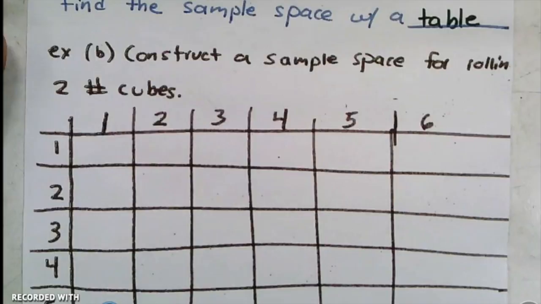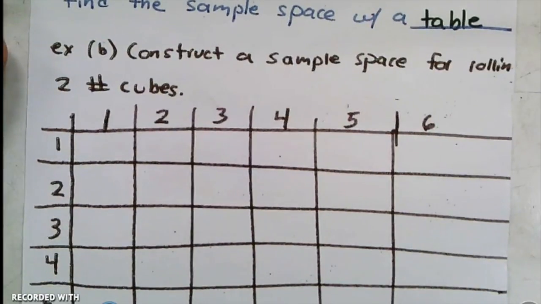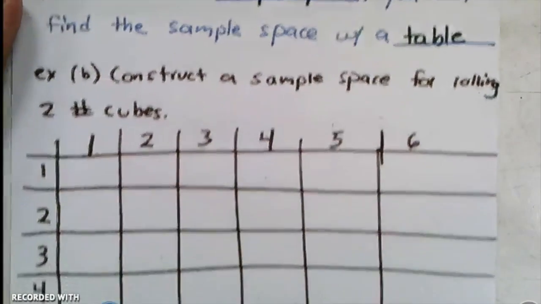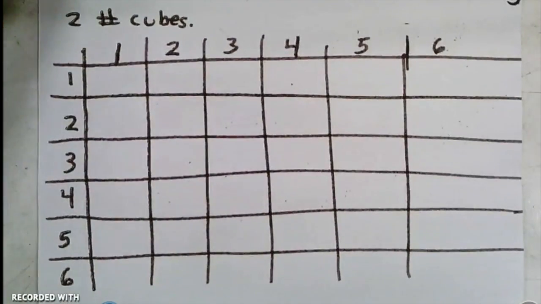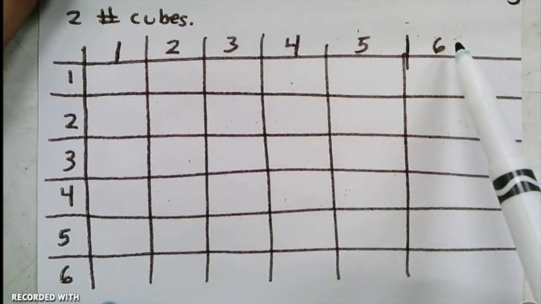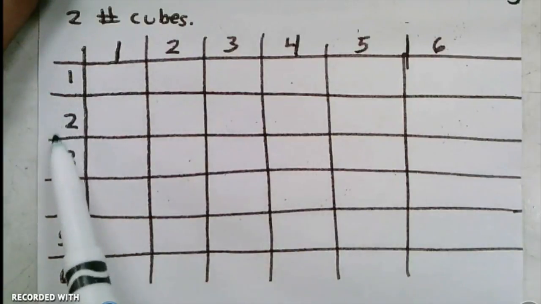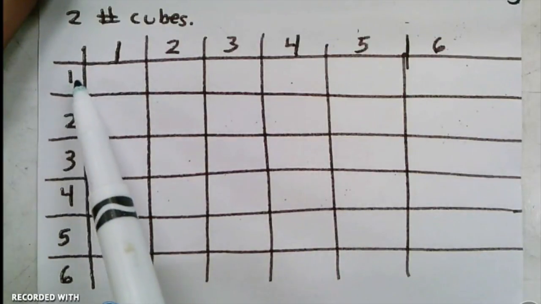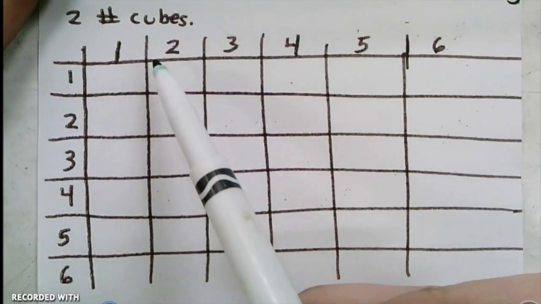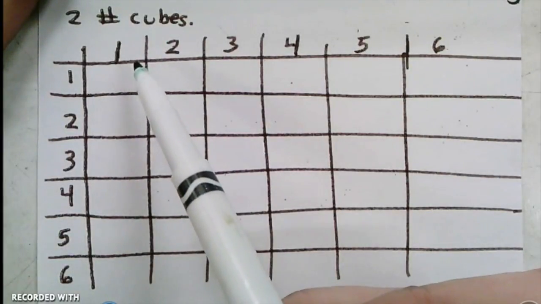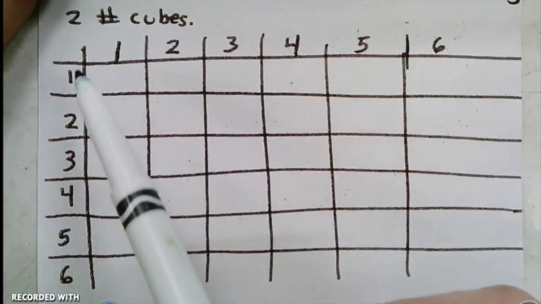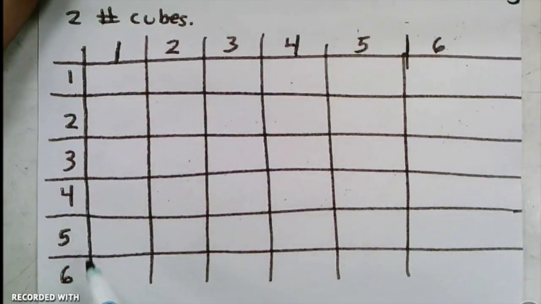So example B, construct a sample space for rolling 2 number cubes. So what you're going to do with a sample space is along the top, you're going to write all the possible outcomes for one event. And along the side here, you're going to write all of the possible outcomes for the second event. So the first event is the first number cube that I rolled. So when I rolled that first number cube, I could get a 1, 2, 3, 4, 5, or 6. When I roll the second number cube, I could get a 1, 2, 3, 4, 5, or 6.